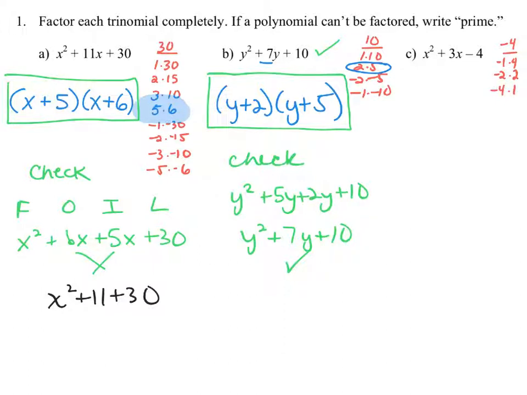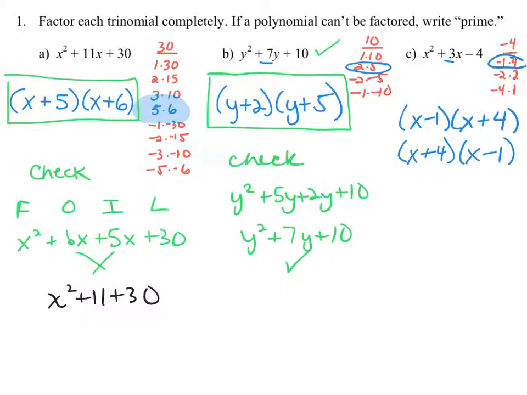And now we want to find the pair of factors that if you add them will give you the middle term of a positive 3. And that pair of factors is negative 1 and a positive 4. So our factors are x minus 1 and x plus 4. Now you could write it this way, or you could write it as x plus 4 as the first factor, and then x minus 1. Either way, your answer is equivalent. And you can always check your work by using the FOIL process.